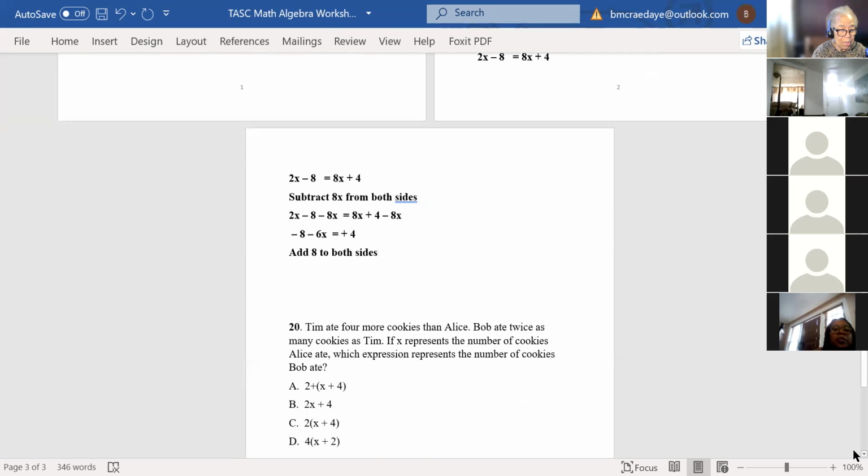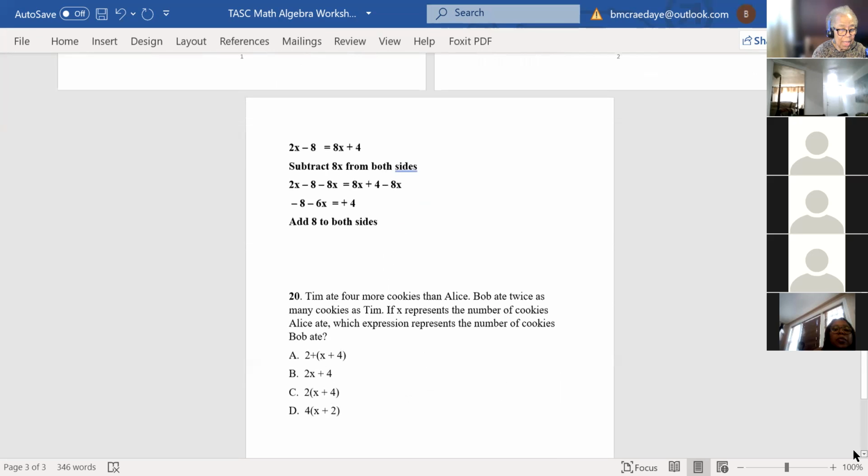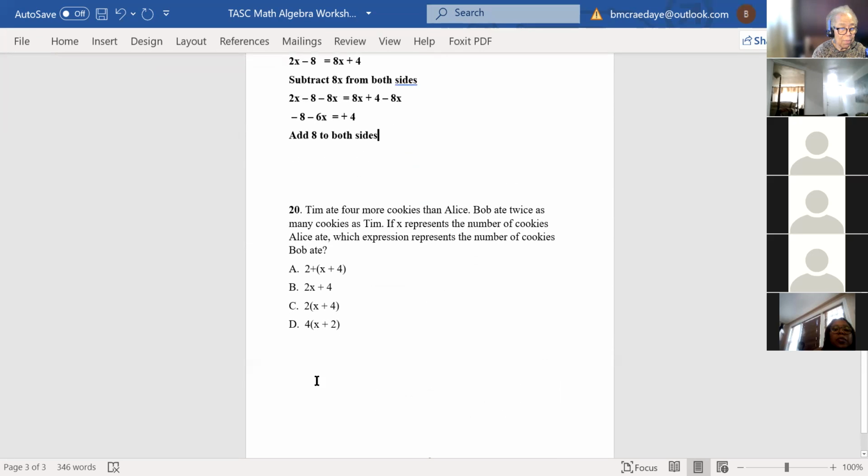So 19, I think we have... You've got to do 18, 19, and 20. Now, I'll get you started on 20. X represents the number of cookies that Alice ate. Tim ate 4 more cookies than Alice. So Tim would be equal to X plus 4. 4 more cookies, right?